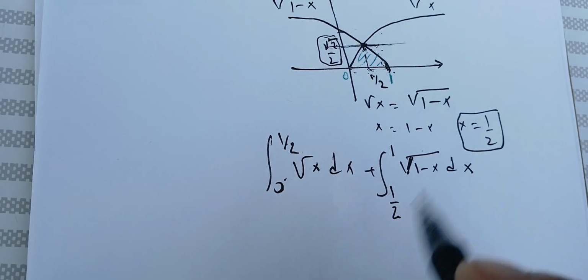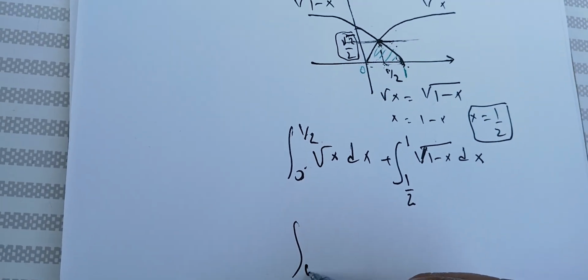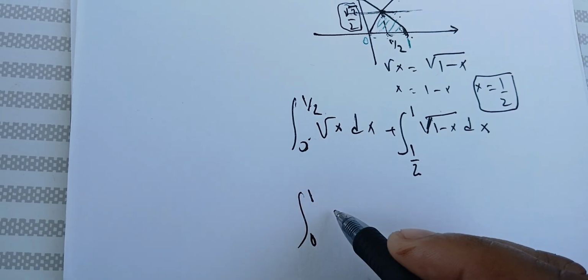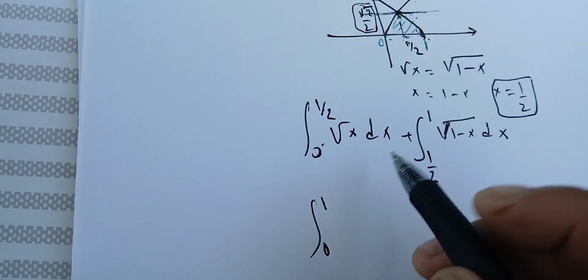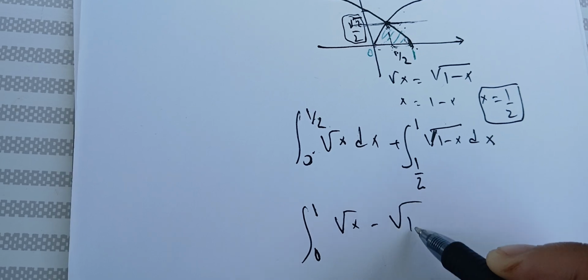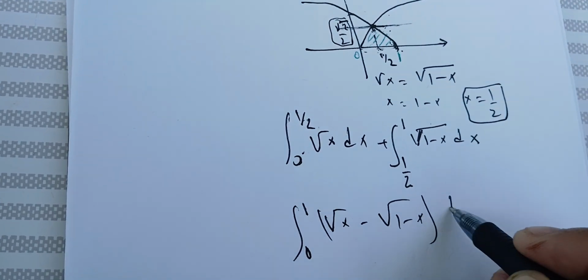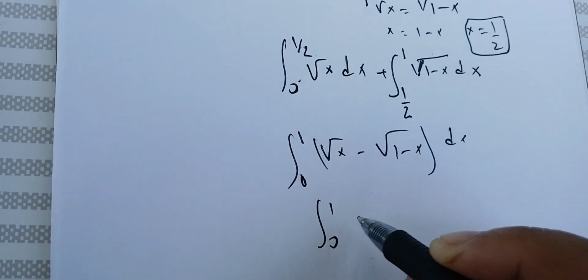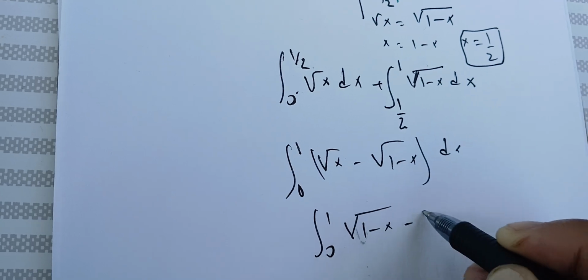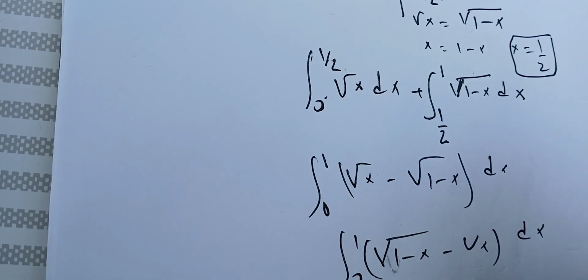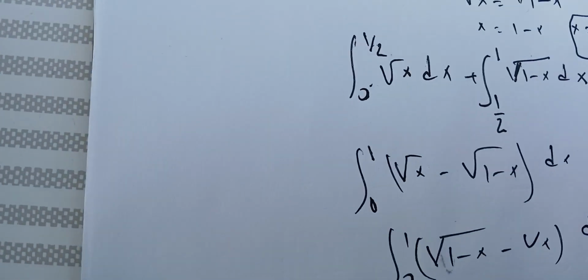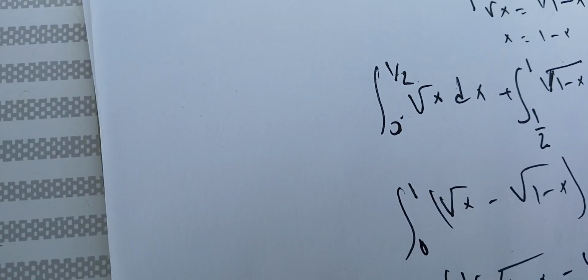It's not the area between 0 and 1 of f minus g. So it's not the integral of square root of x minus square root of 1 minus x dx, and it's not the integral from 0 to 1 of square root of 1 minus x minus square root of x dx. No, it's different, and we need to be aware of that.